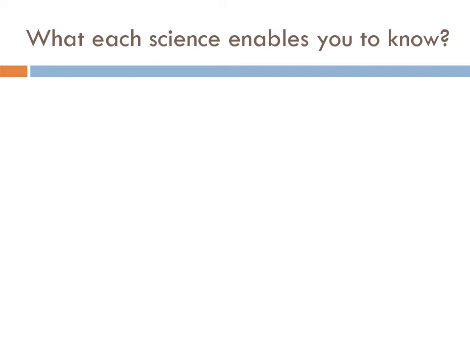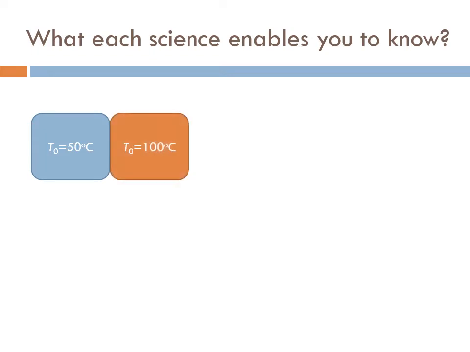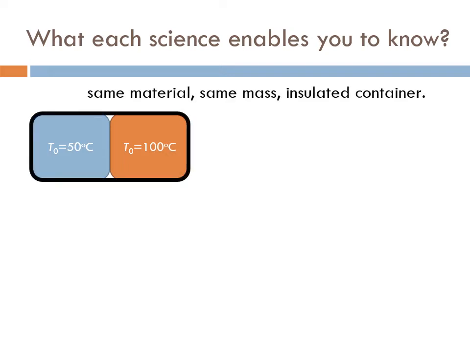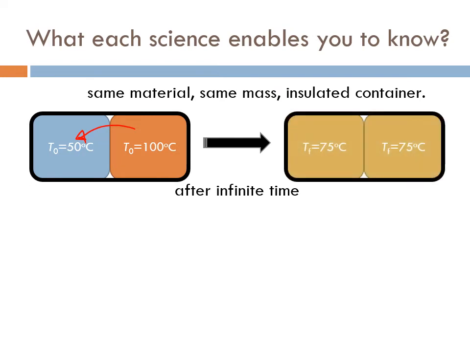Okay, so what does each science enable you to know then? Well, let's take an example. Let's take this block made of aluminum at a temperature of 50 degrees C, and put it next to another block of aluminum, the same mass, obviously, at a temperature of 100 degrees C, and let's insulate the system. So now what would happen? You guessed it right: heat will start transferring from the higher temperature block to the lower temperature block until equilibrium is reached, after a finite time, or after a very long time. For sure equilibrium will be reached.